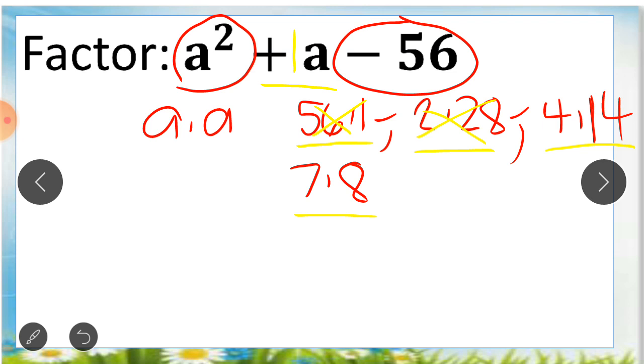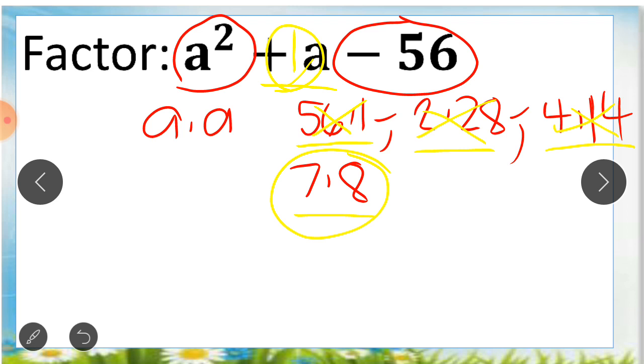That's not 4 and 14 because 4 plus 14 will give us 18, and 14 minus 4 will give us 10. And what we're looking for is 1. 7 and 8. So 7 and 8, when you add them, will be equal to 15. But when you subtract, you can have positive 1, right? So we're going to choose 7 and 8. Now, what will be the sign? So what we want to have is positive 1.